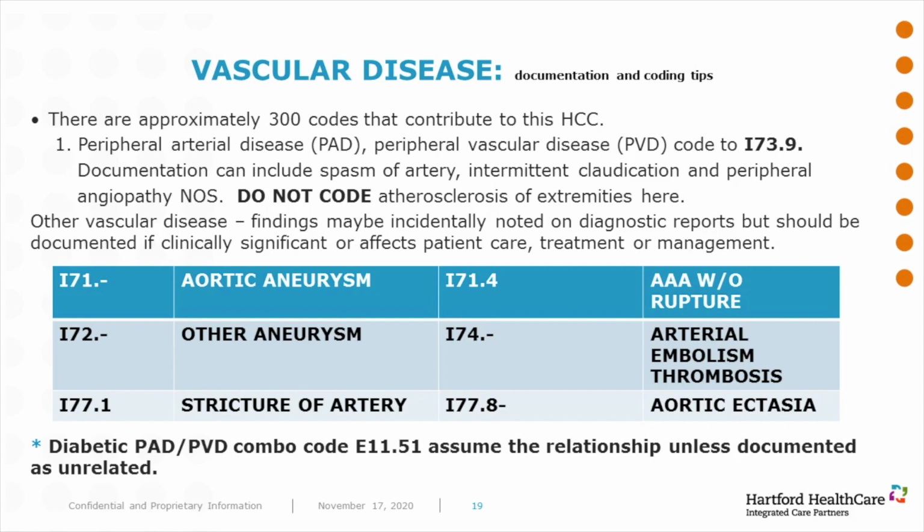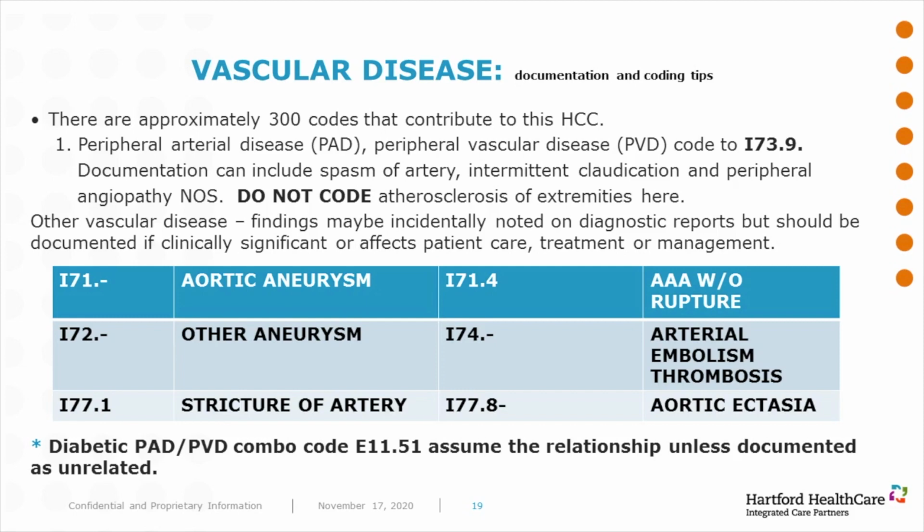Vascular disease, documentation and coding tips. There are approximately 300 codes that contribute to this HCC, but the most common conditions are peripheral artery disease and peripheral vascular disease that code to I73.9. Documentation can include spasm of artery, intermittent claudication, and peripheral angiopathy not otherwise specified. Do not code arteriosclerosis of extremities here.